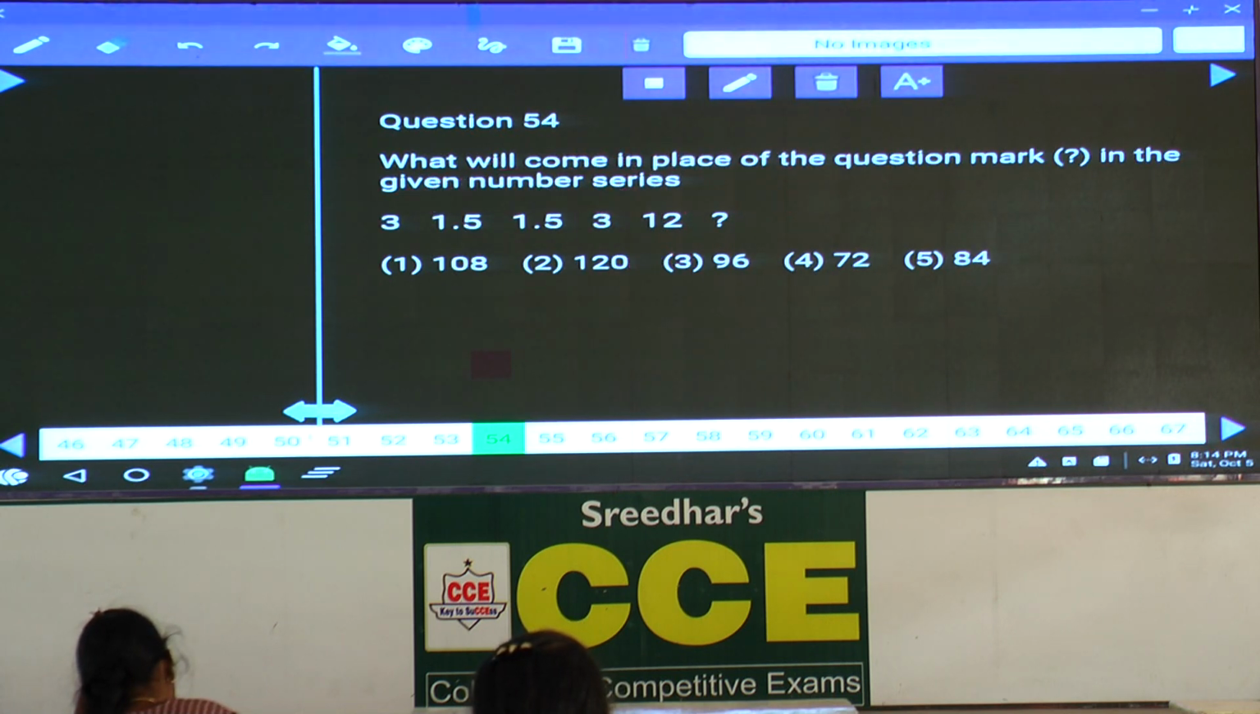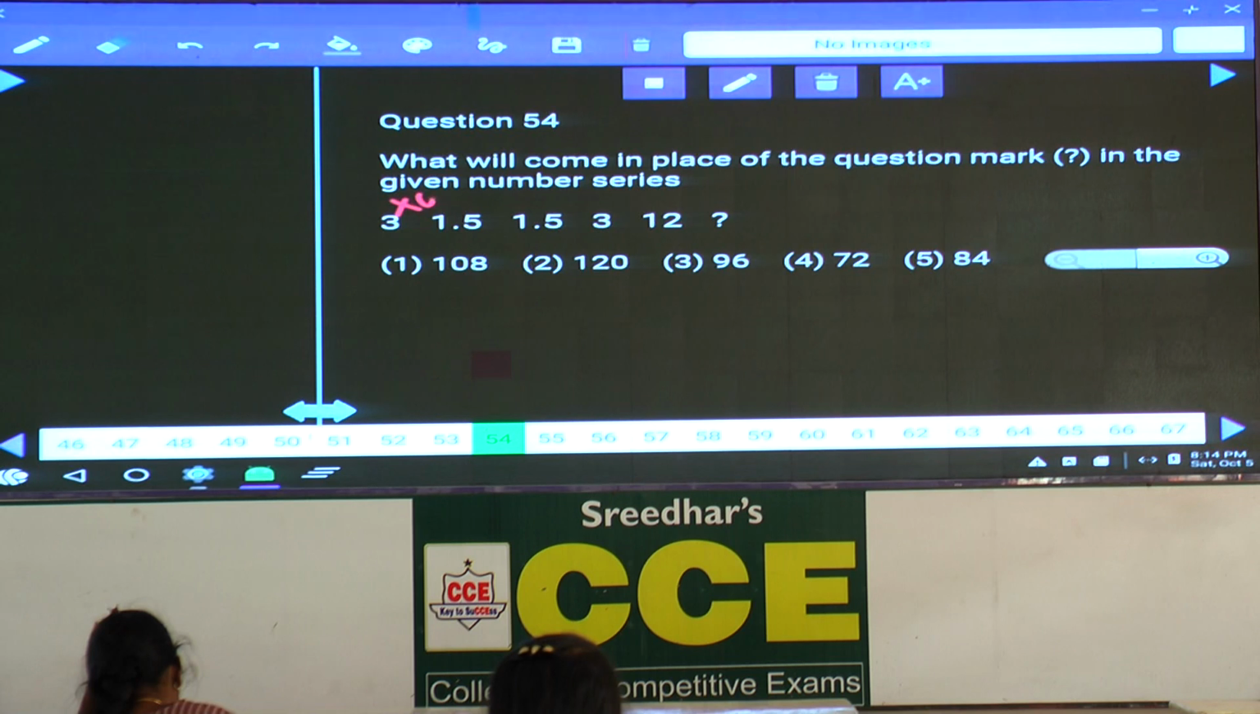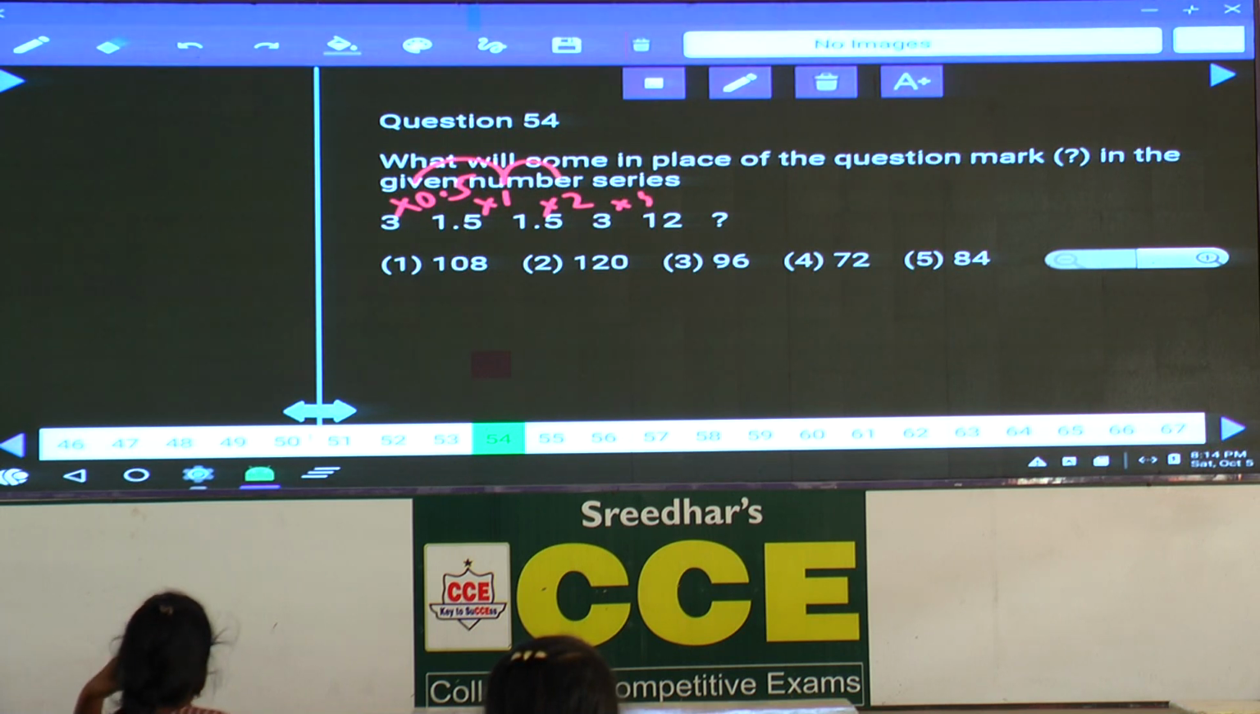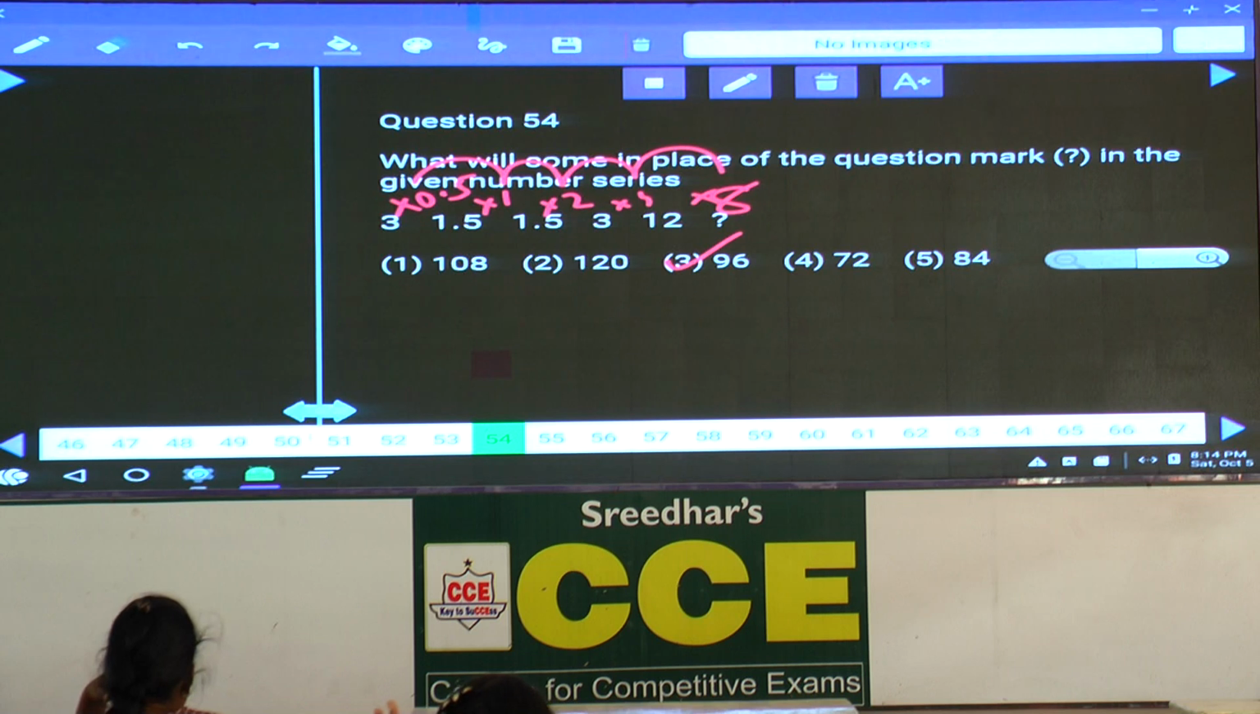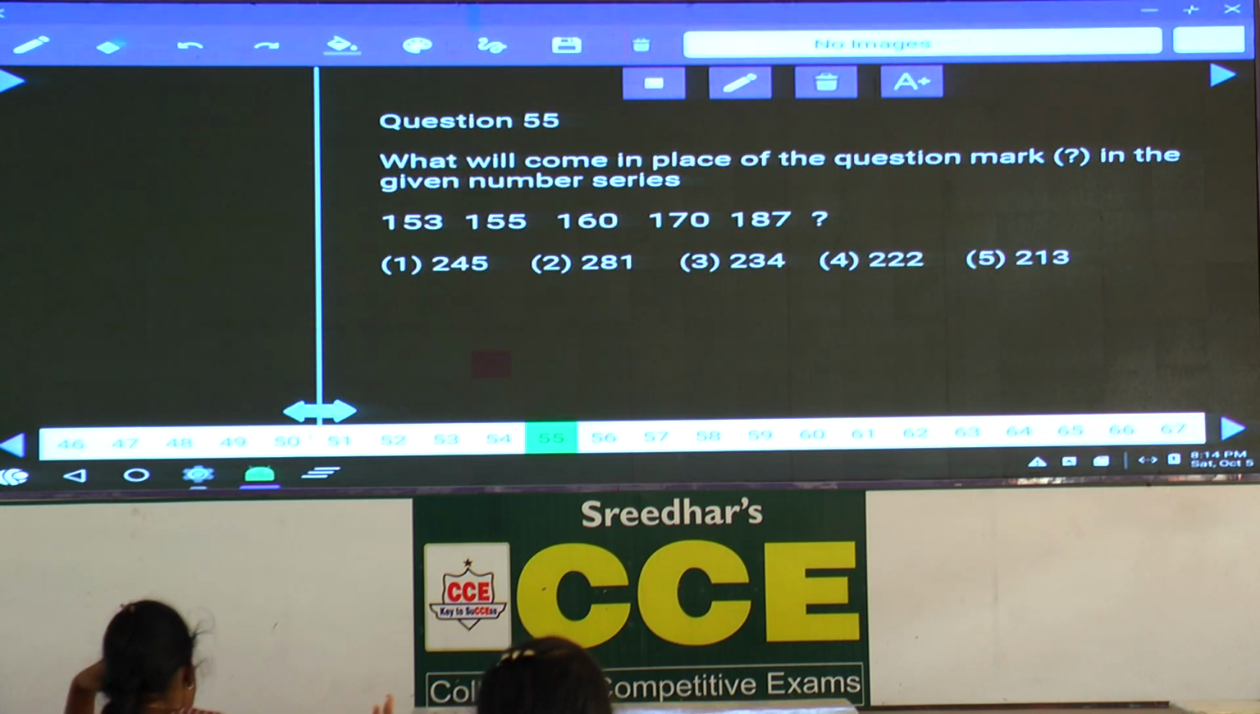Question number 54: 3, 1.5, 1.5, 3, 12 and so on. 3 and 1.5 means the number is multiplied by how much? Into 0.5. 3 into 0.5, into 1, into 2, into 4. 0.5 and 1 into 2, into 2, into 2, 4 into 2, 8. 12 into 8 is how much? 96, that is choice 3. 54, choice 3. Then coming to question number 55.